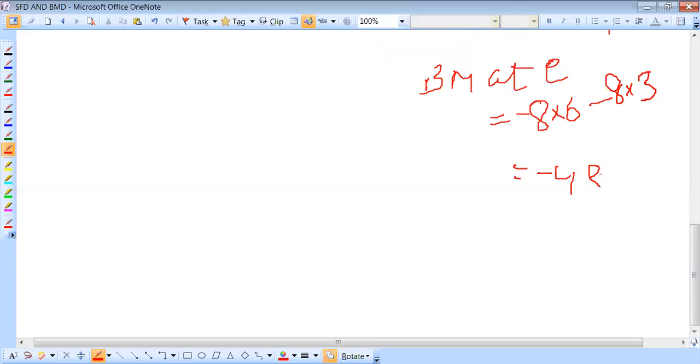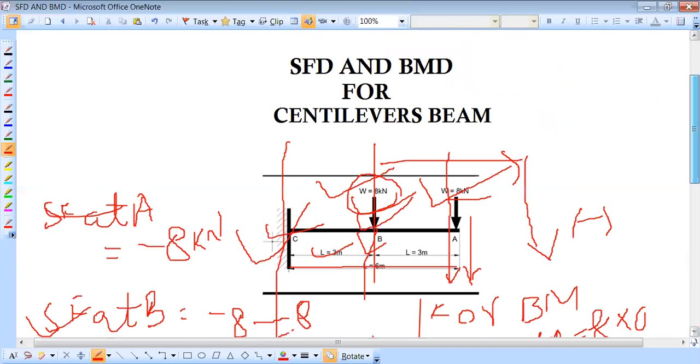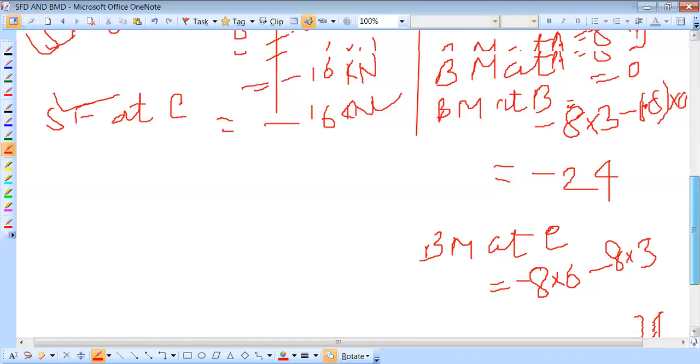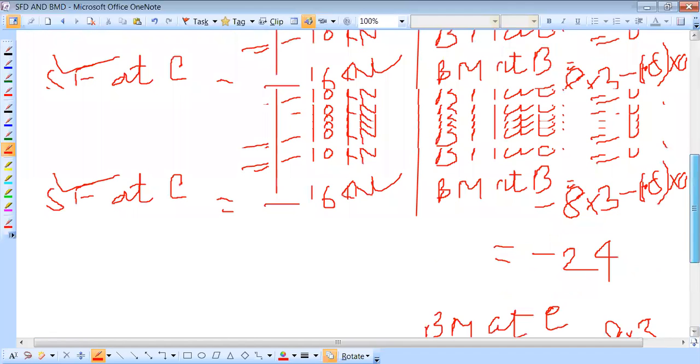So this one is equal to how much? 48 minus 24. That means minus 72. You will take a new unit: Newton into distance in meters, then Newton into meter. So it is simple. Here you can see that we have found all the SF forces and all the BM forces. Now let's see how to draw the SFD and BMD diagram.